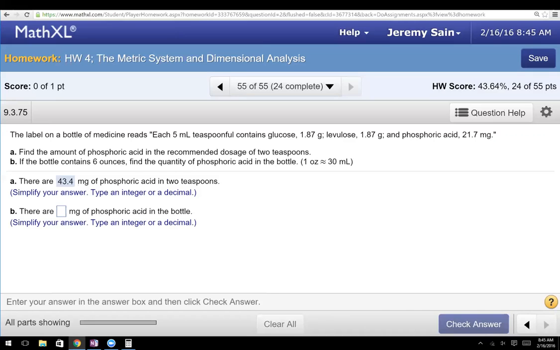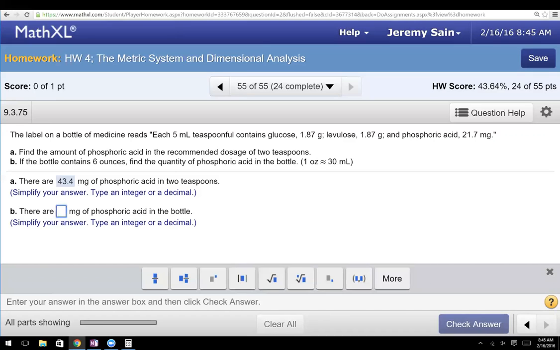There are how many milligrams of phosphoric acid in the bottle? Let me see. The bottle is 6 ounces. Okay, there we need it. So 6 ounces. Am I going to times or divide by 30 to get milliliters in the bottle? Basically, 6 teaspoons per ounce, so you need it times 6, 36, 21.7.